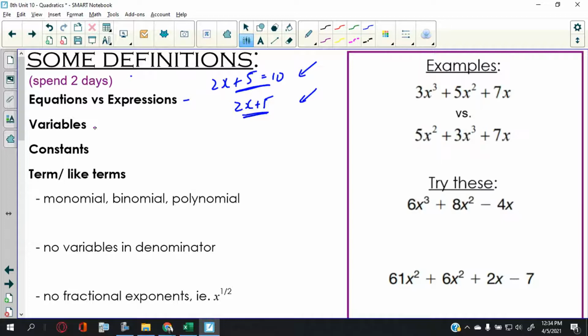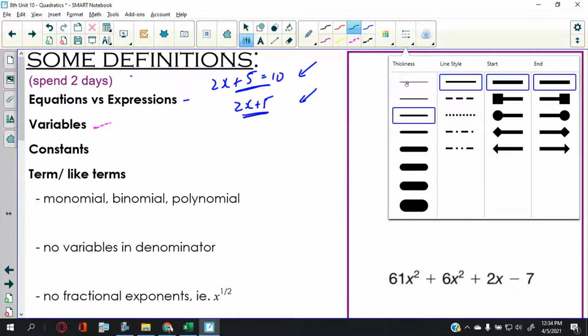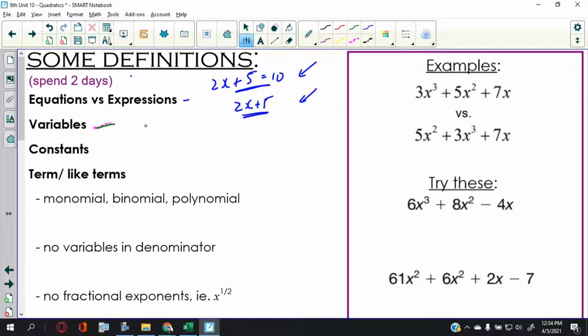Variables, you all already know what variables are. A variable is just the letters. So in this case, the variable is x. That's it, nothing crazy. It's a letter. A constant, what's a constant? It's the number. So in this case, this is the constant. A constant is just a number. So in 2x plus 5x squared plus 1, the constant is 1.